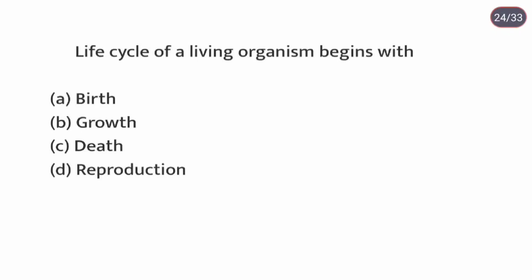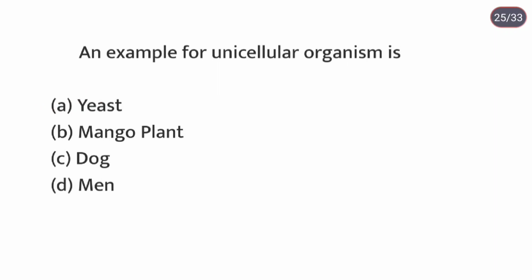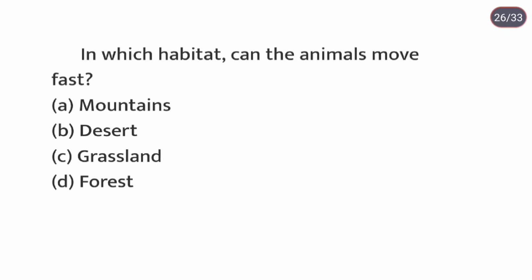Life cycle of a living organism begins with birth. An example of unicellular organism is yeast. In which habitat can the animals move fast? Grassland.